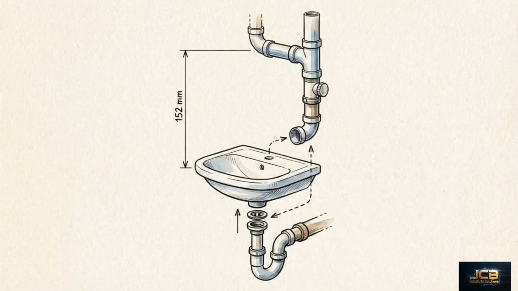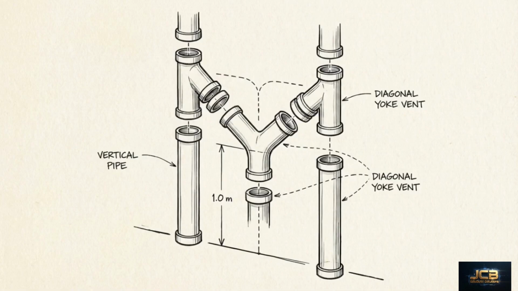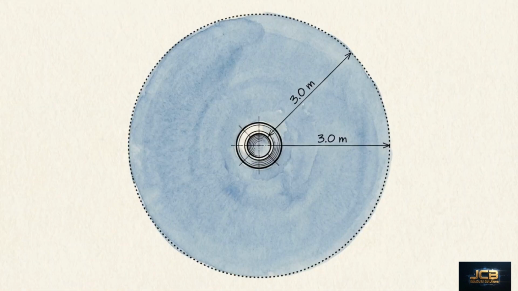Walk into the exam room with these coordinates locked in: 152 millimeters above the flood rim, 15 centimeters above ground and roof, 1.0 meter for the yoke vent, and the 3.0 meter isolation radius.